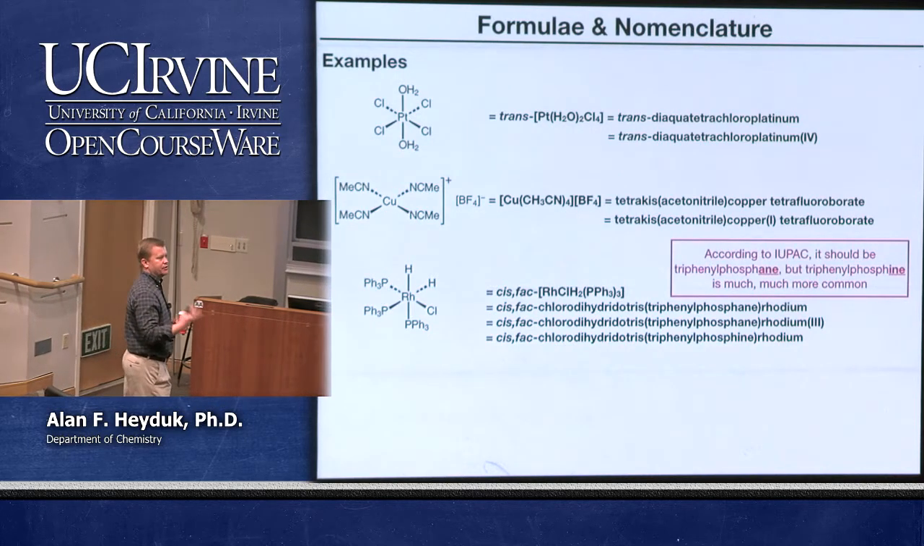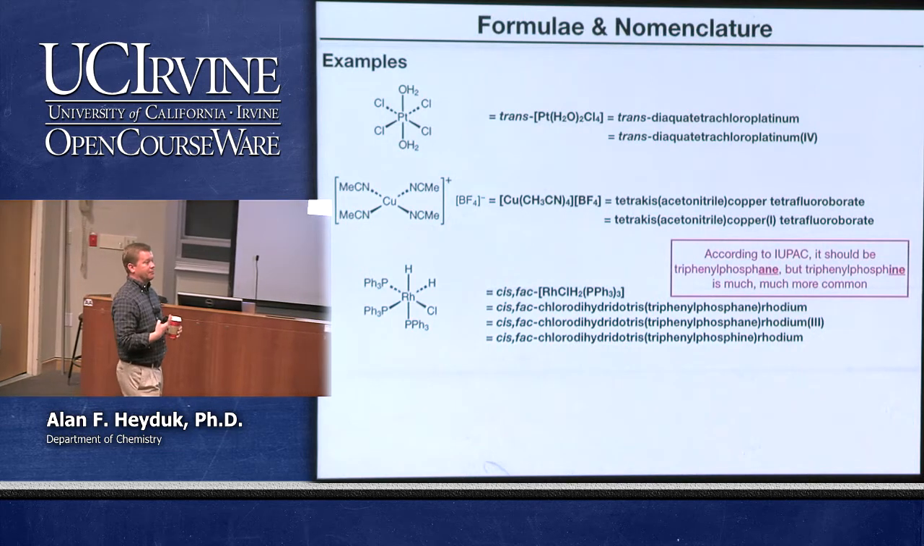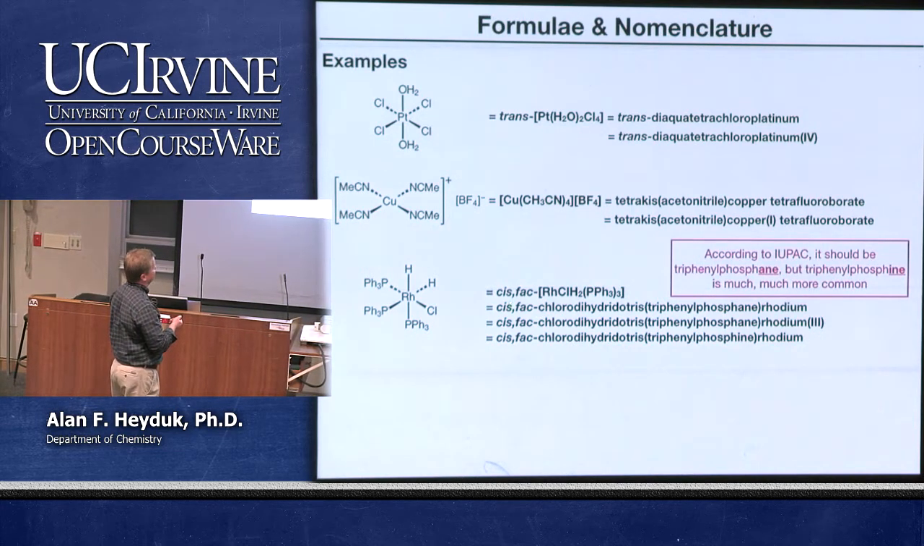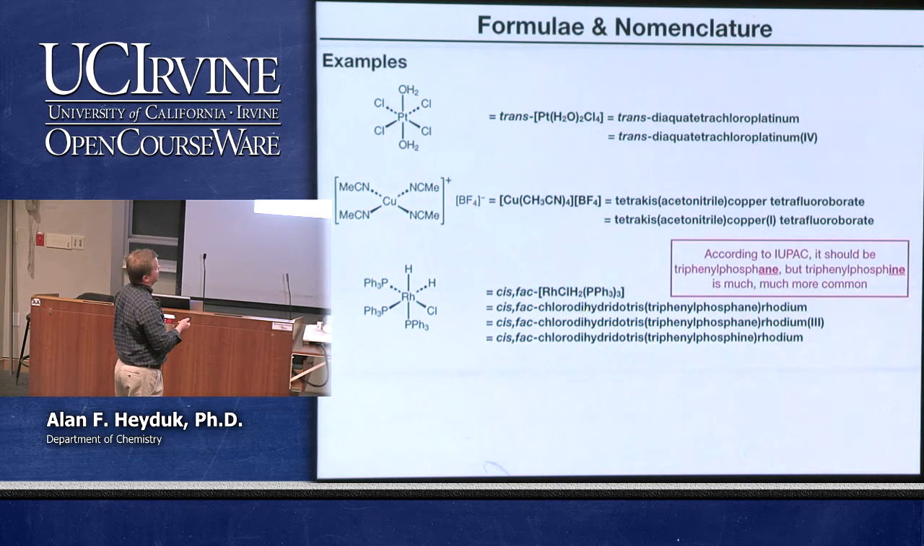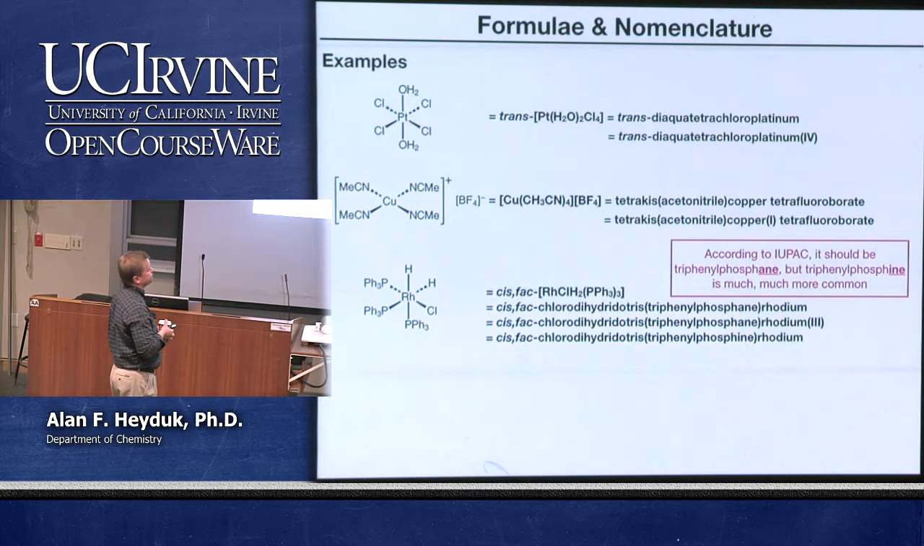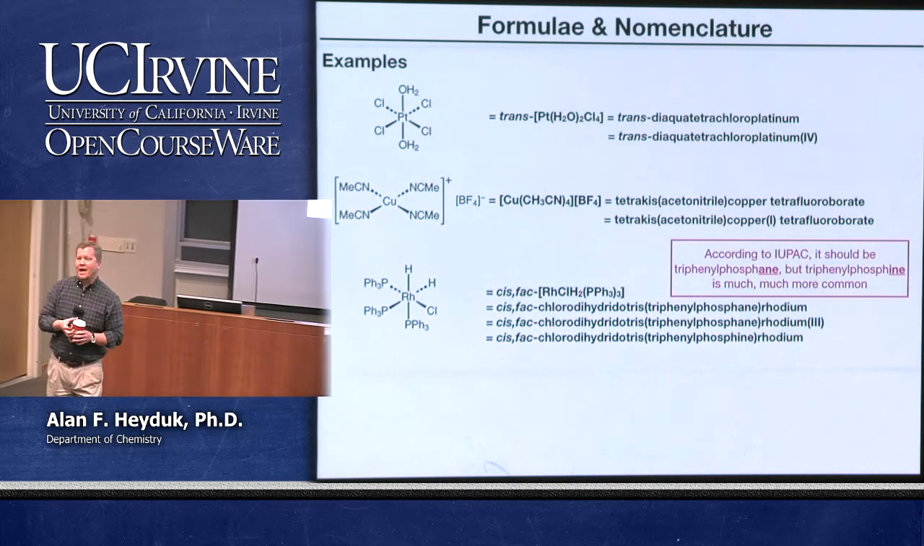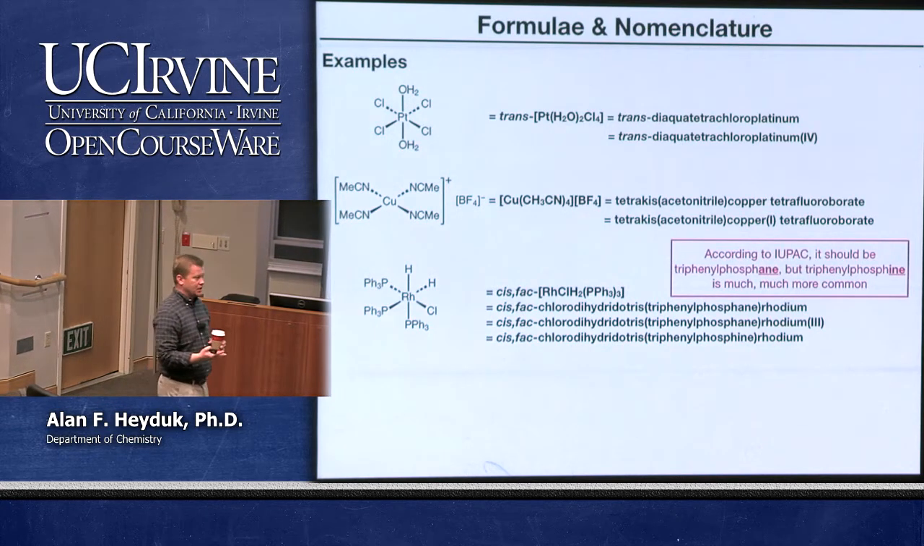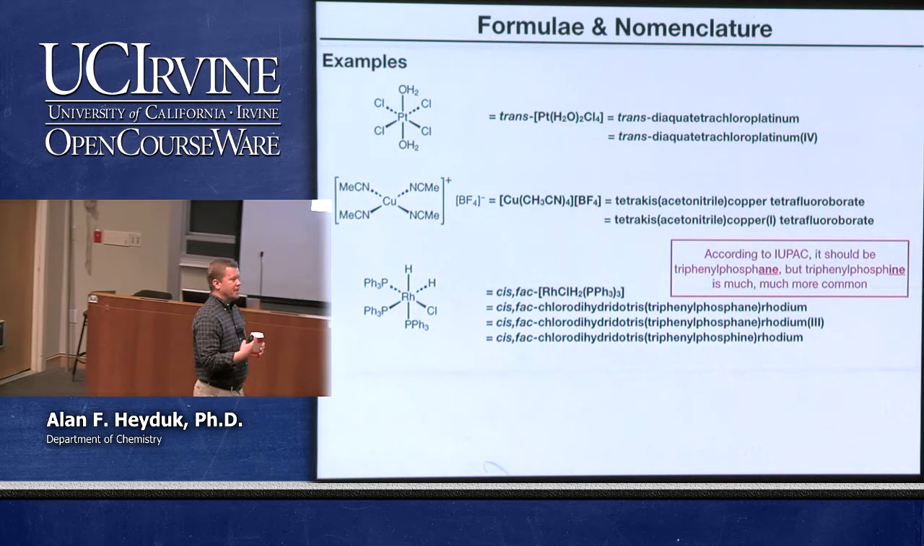And you can tell I'm being incorrect by calling them phosphine ligands, because according to IUPAC, the correct name is cis-fac chlorodihydrido tris triphenylphosphane rhodium. And again, that's just to eliminate confusion about phosphine, which is PH3.